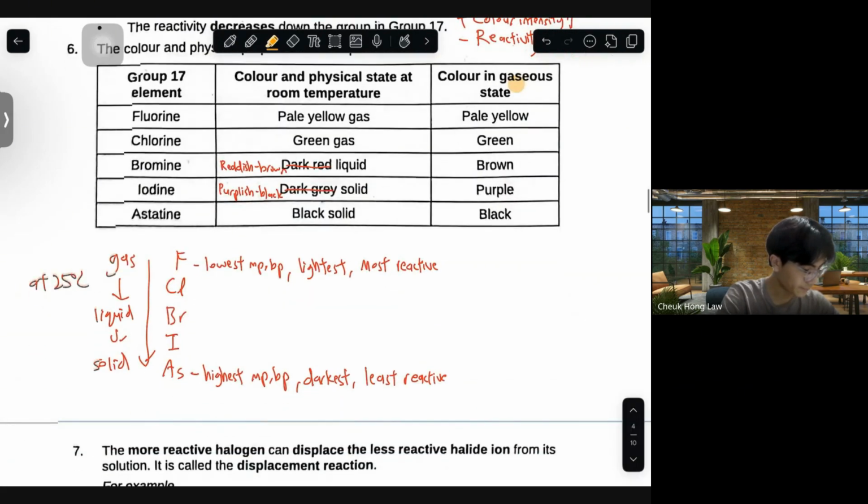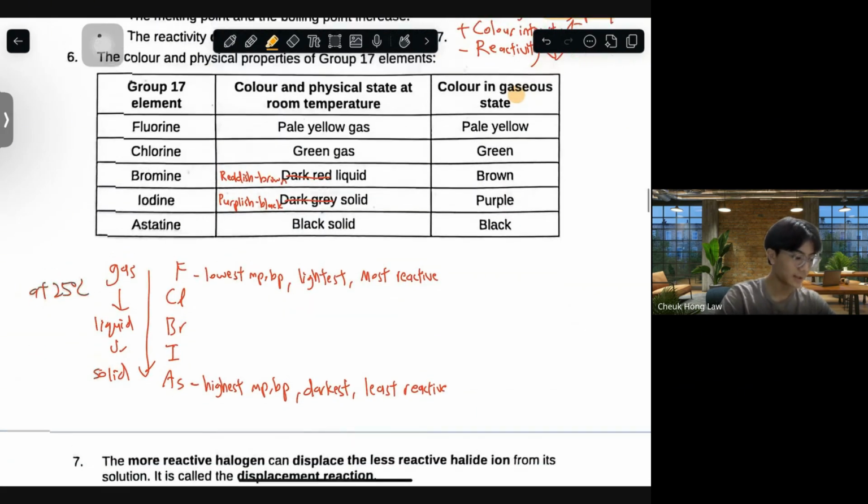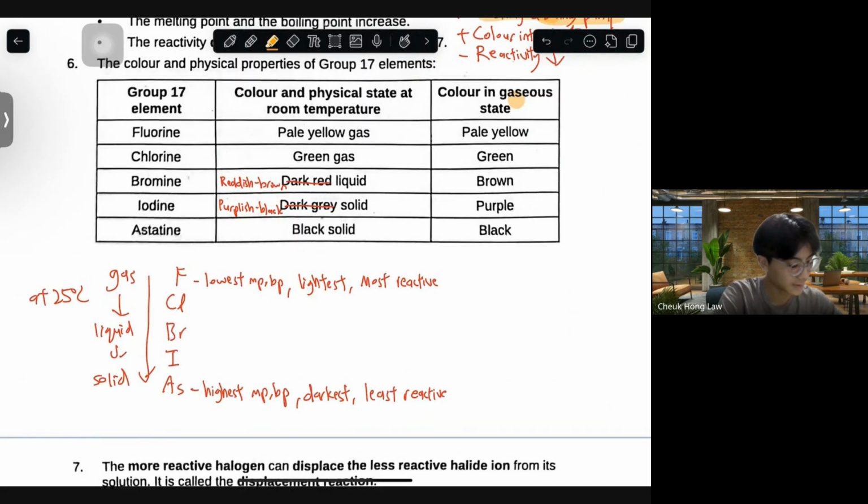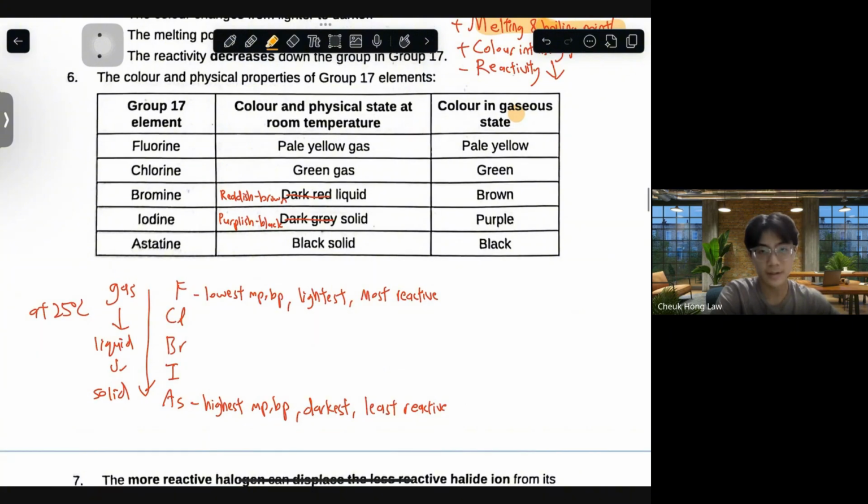Okay, now that we're done with the trends, let's move on to the colors. As we just learned, the color intensity increases down the group. So it goes from very light color to very dark color. So what are the exact colors? Let's look at the color and the physical state at room temperature first. At room temperature, fluorine is a pale yellow gas.